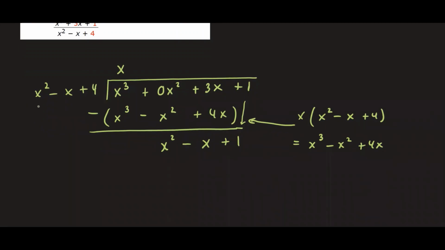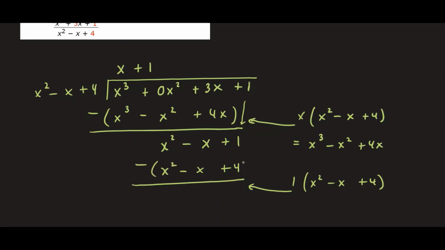Now x squared times what will give us x squared? So that would just be 1. Now we repeat, so 1 times the divisor, x squared minus x plus 4, and that will just be the terms themselves. So we have x squared minus x plus 4, and now we subtract away everything. So x squared minus x squared cancels out. Negative x minus negative x, that also cancels out. 1 minus 4, that would be negative 3. And now here, this is a degree 0. This is a degree 2. It's a degree less than the divisor. So we're pretty much finished with long division.